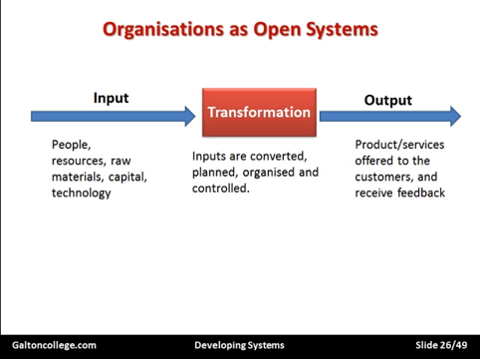And through the transformation process, they're converted into output, products and services, which may be offered to the customers and receive feedback. The feedback may constitute a loop in the system. The feedback may go back as far as the inputs and change the way the technology is used or change the design of the product slightly, and again change the transformation process, changing the output and fine-tuning it in accordance with customer requirements.